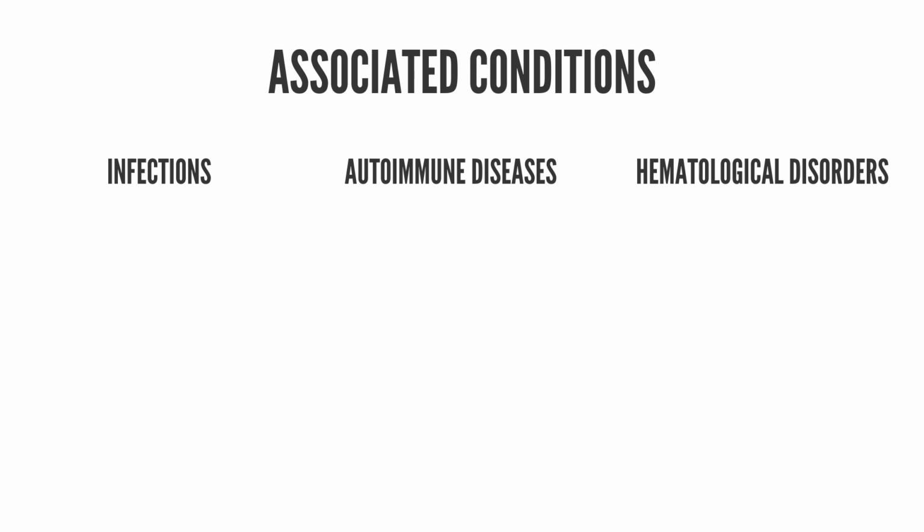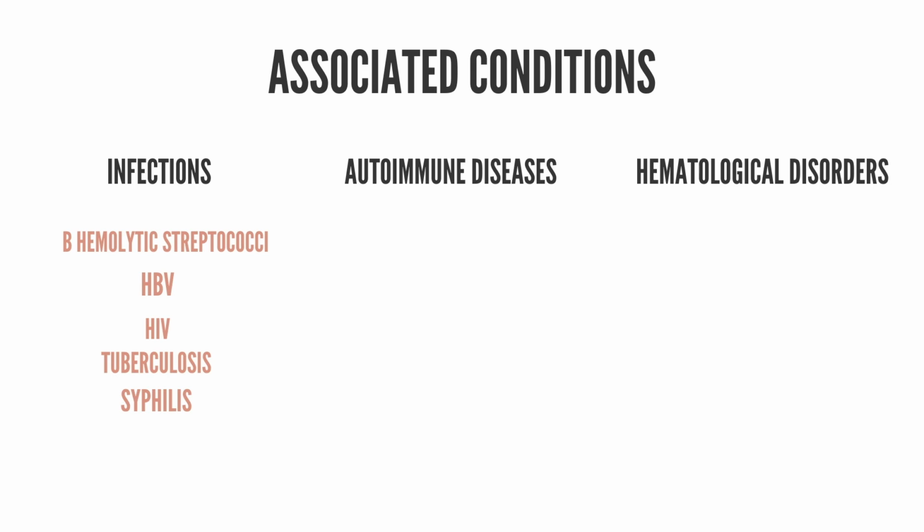Conditions associated with erythema elevatum diutinum can be divided into infections, hematological disorders, and autoimmune diseases. Associated infections include beta hemolytic streptococci, hepatitis B virus infections, HIV, tuberculosis, and syphilis. Lesions identical to erythema elevatum diutinum, both clinically and histologically, have been reported after the intradermal injection of streptococcal antigen into the non-lesional skin of patients with erythema elevatum diutinum.